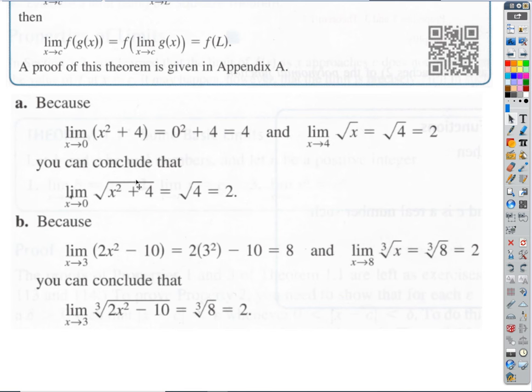Yes, sir? What if it does give you a negative? Then what do you do? Then things blow up, because in that case the limit wouldn't exist, right? So the answer would just be does not exist because the function's not defined there, okay?